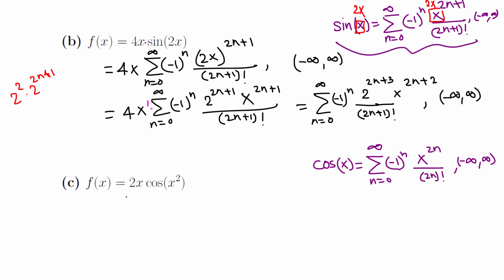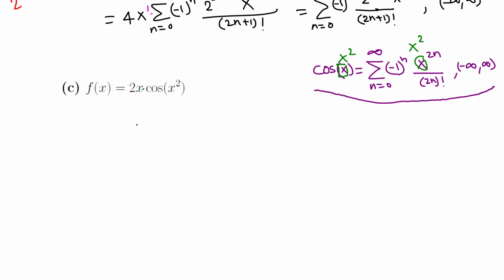In part C, we got the function 2x times cosine x squared. Here we have the Maclaurin series for cosine, which is like sine x. Sine x has 2n plus 1, which are odd powers of x, and cosine has 2n, meaning even powers of x, like x squared, x^4, etc. And here, all we have to do for cosine x squared is replace this x by x squared. Then we multiply by 2x.